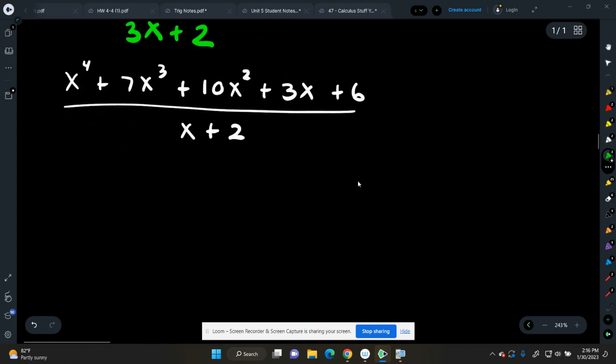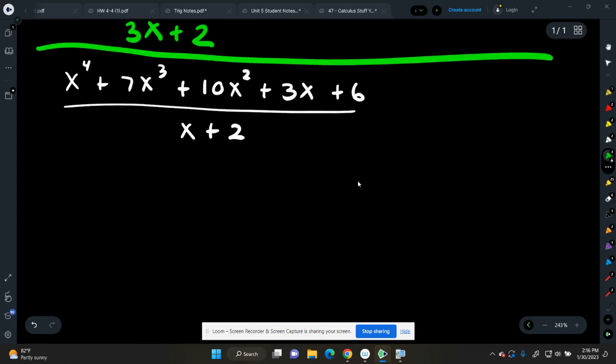Okay, so let's do this one. What's going to go in our corner? Negative 2. Good. Now we're going to write our coefficients. So what are our coefficients going to be? In front of the x to the fourth is a 1, then 7, 10, 3, and 6.